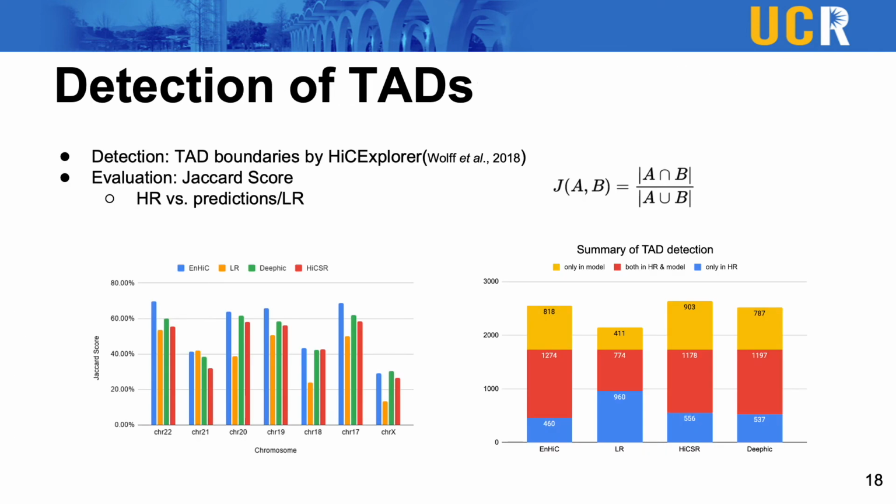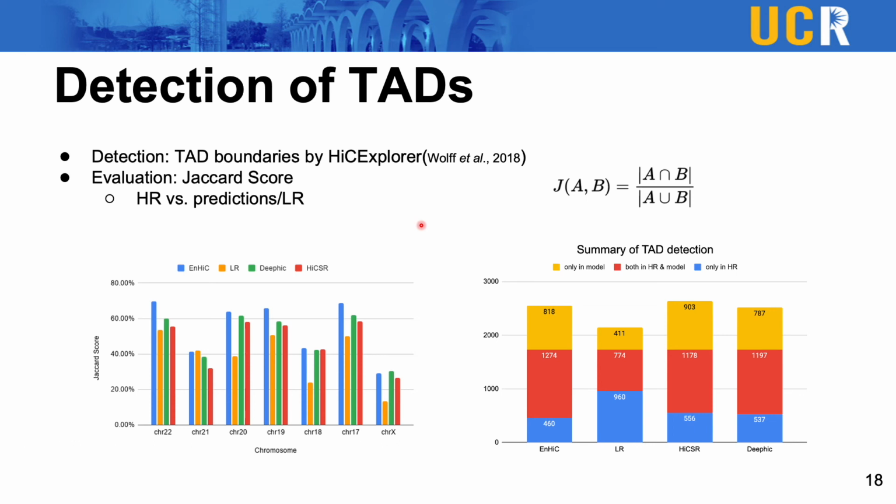Next, we look at whether the predictions promote TAD detection. Topologically associated domains, TADs, are functional units of chromatin, where chromatin interactions are observed more frequently within TADs than outside. TAD boundaries are largely conserved across cell types and are enriched with CTCF and other chromatin-binding proteins. Here, we use the hicFindTADs method in HiCExplorer to detect TAD boundaries.